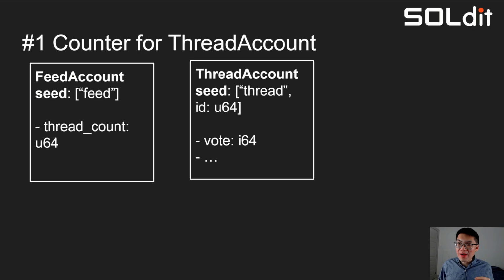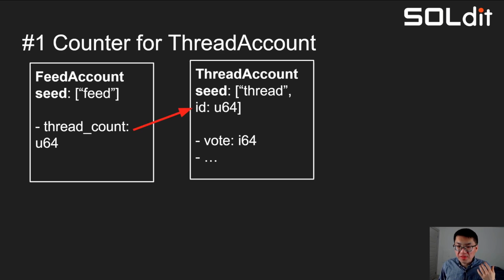Next up is we have a thread account. This is not anything new either. If you watched the previous video, this thread account contains all the metadata for our thread and includes things like our title and our content. Specifically, that's all it includes. So in this option, all we're going to do is we're going to add a new field to it called vote. It's an I64, which means that we can have a negative and positive number.